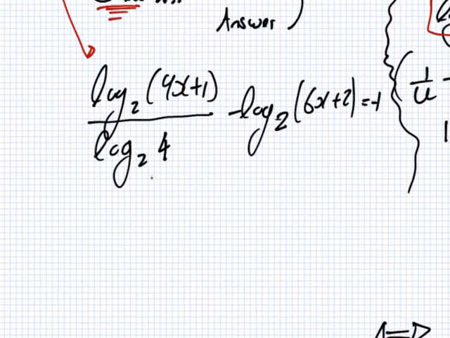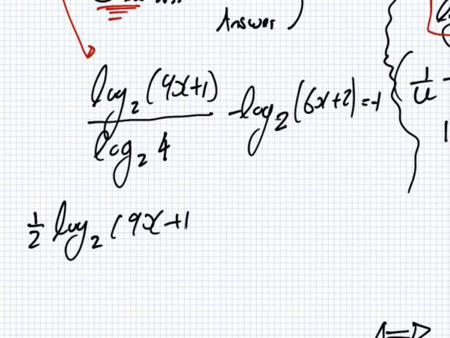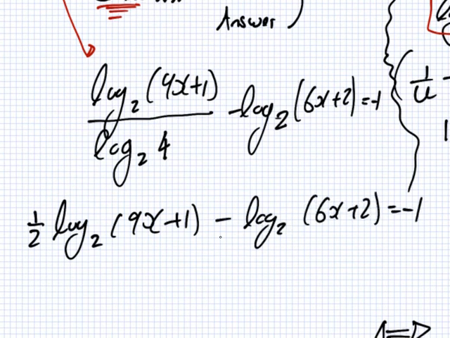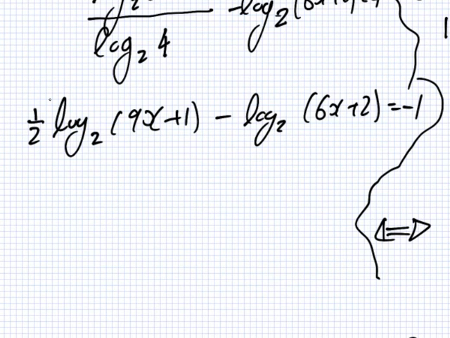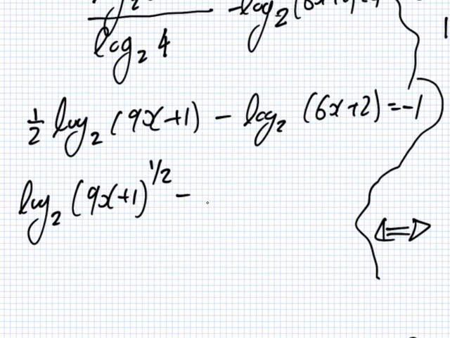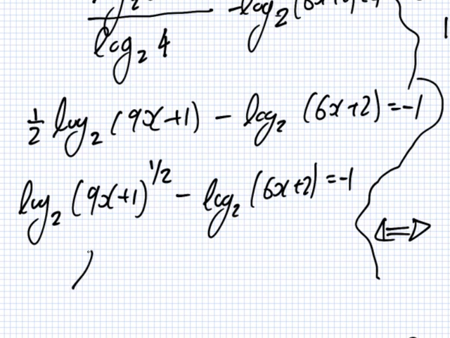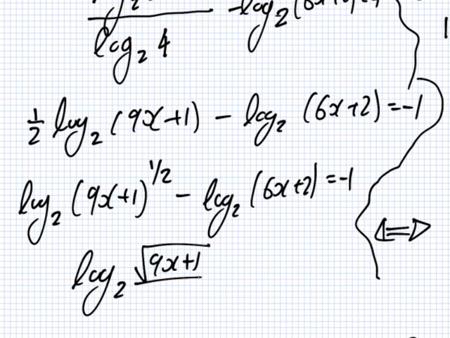Now, log 2 of 4 is 2, so this is a half log 2 of 9x plus 1 minus log 2 of 6x plus 2 equals minus 1. Okay, so next I'll bring this up to the top. I'll have log 2 of 9x plus 1 to the power a half minus log 2 of 6x plus 2 equals minus 1. After all that, I can now put these together using the second rule of logs. So I have log 2 of the square root of 9x plus 1, because it's power a half, all over 6x plus 2, equals minus 1.